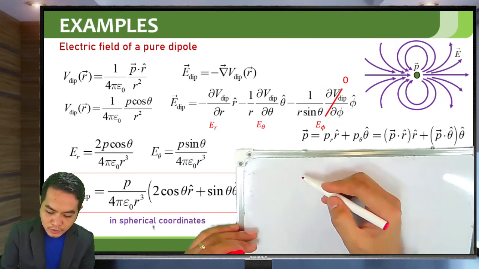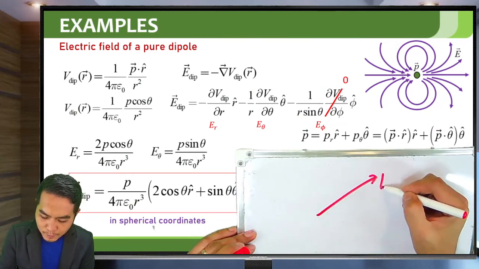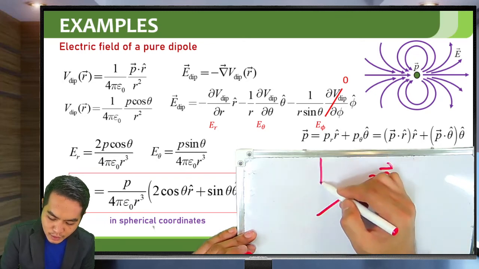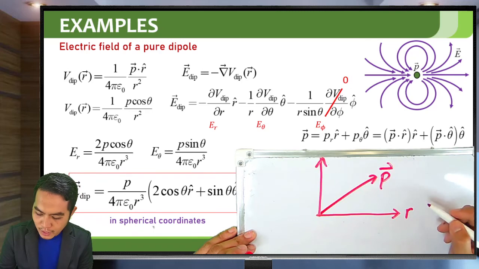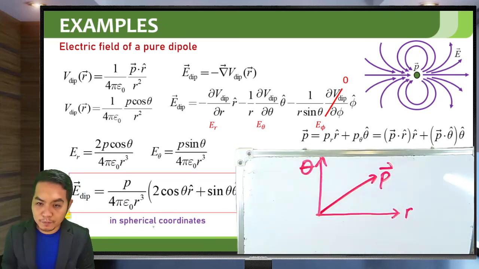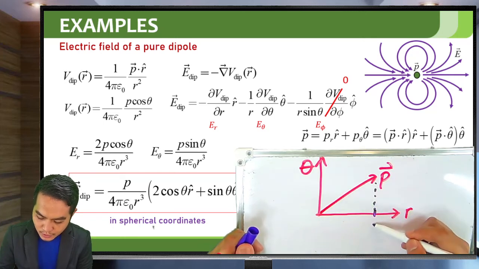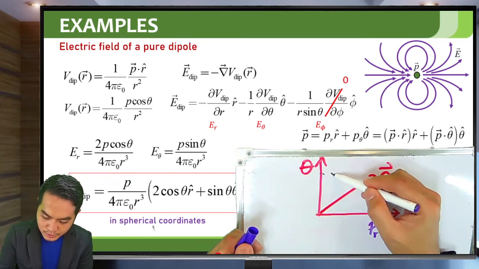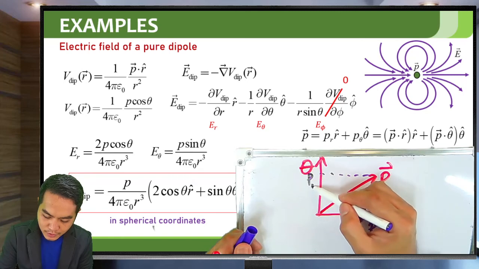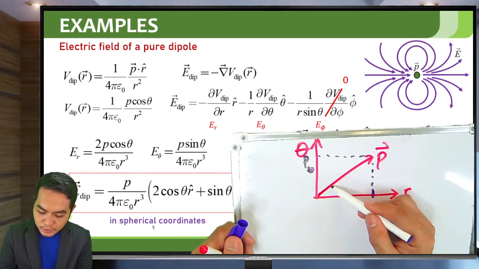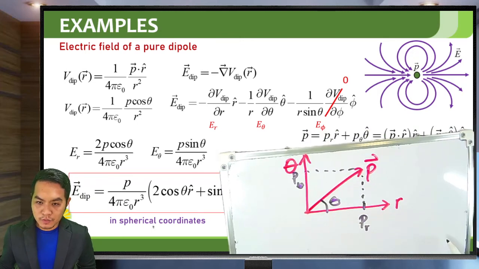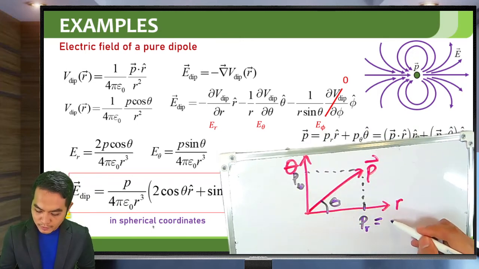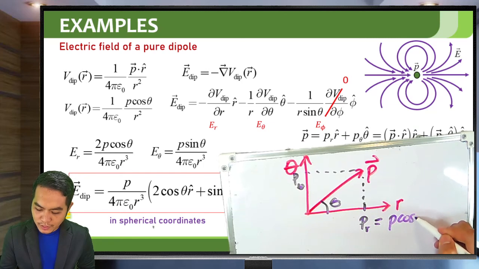So if this is our vector p here, and we are trying to find its r component and its theta component, then this is the p_r, and this is the p_theta. This is our angle theta here. So p_r is obviously p cosine theta.